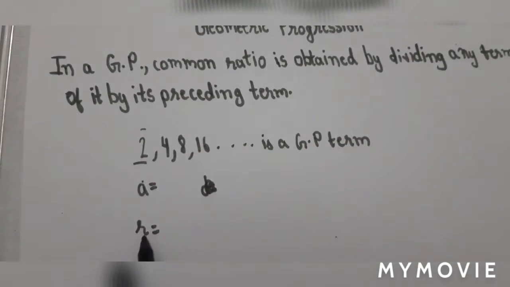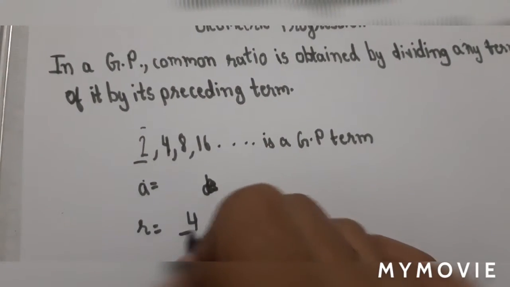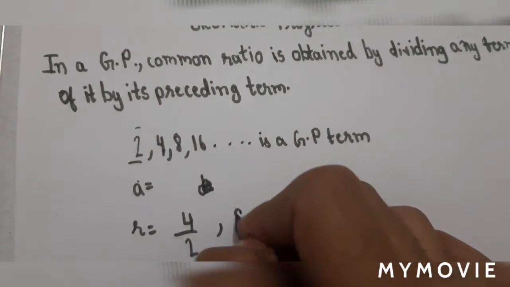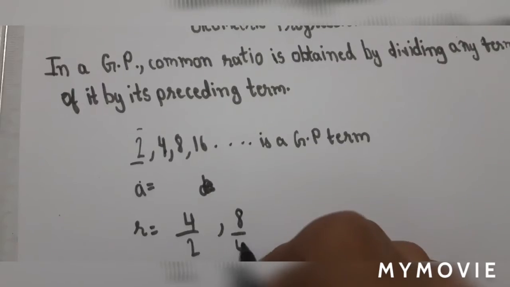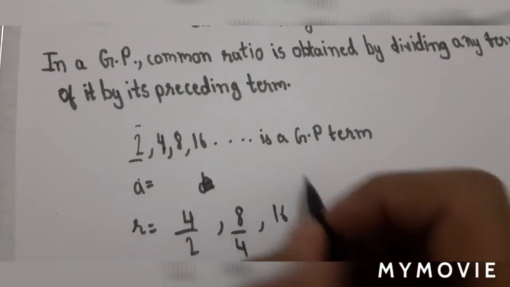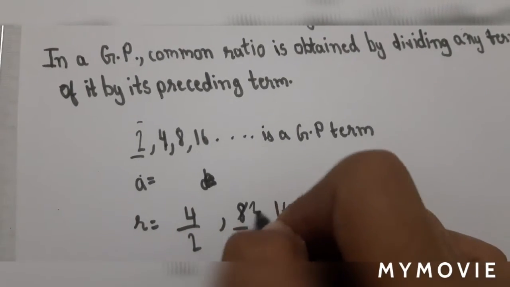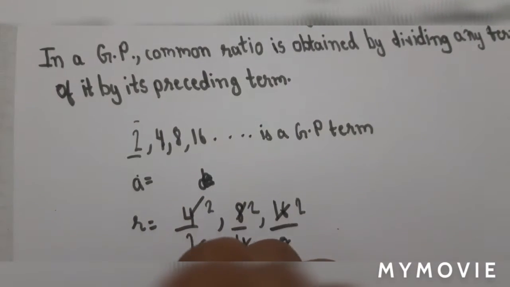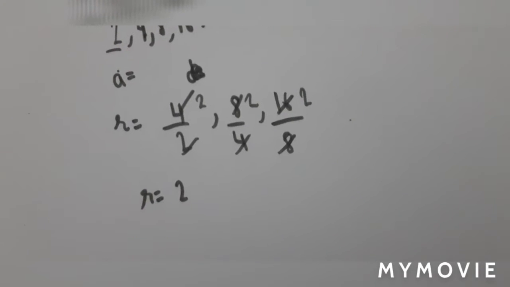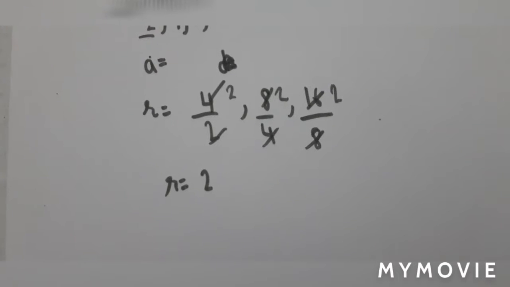For finding the common ratio, you should divide the second term by the first term, 4 by 2, or you should divide the third term by the second term, or you can divide the fourth term by the third term. See, the answer remains the same. If the answer does not remain the same, that means it is not in GP. So friends, I hope you got how to find the common ratio.